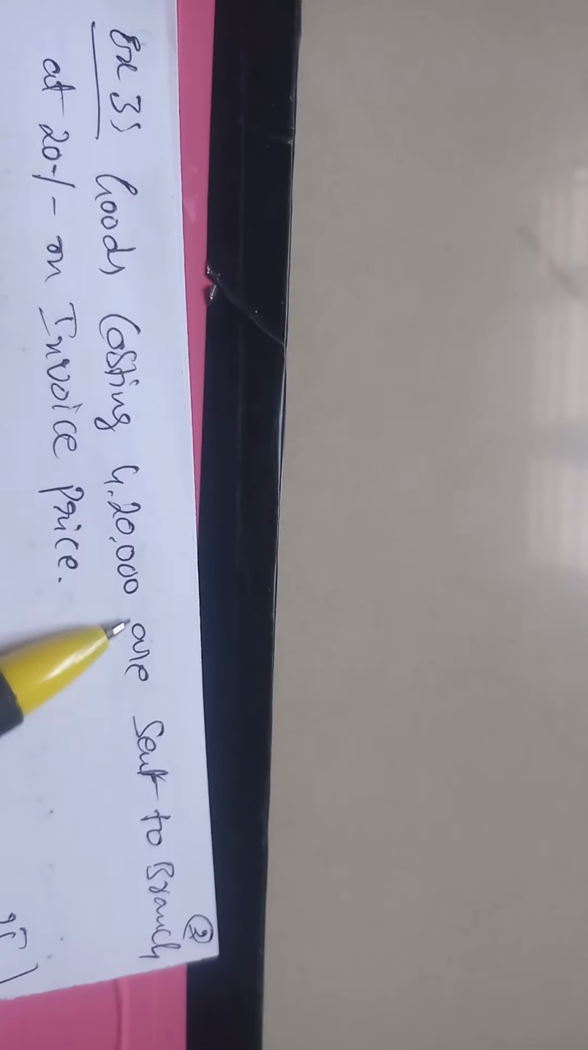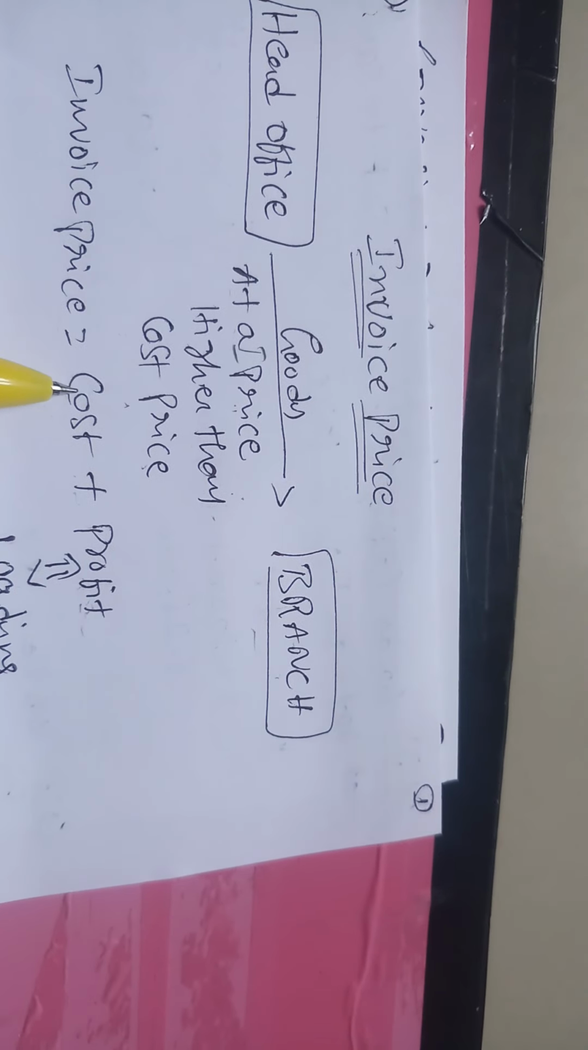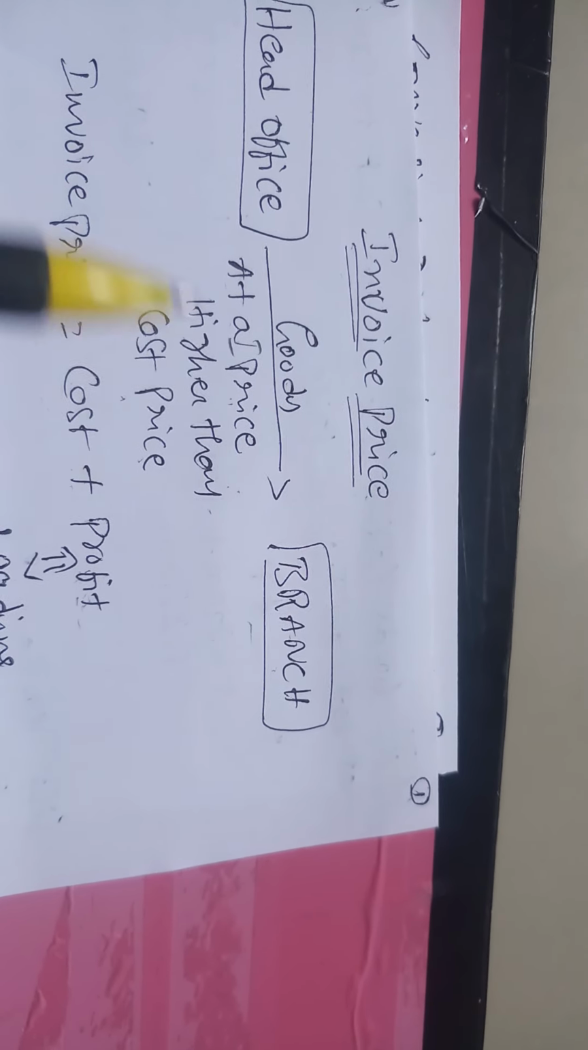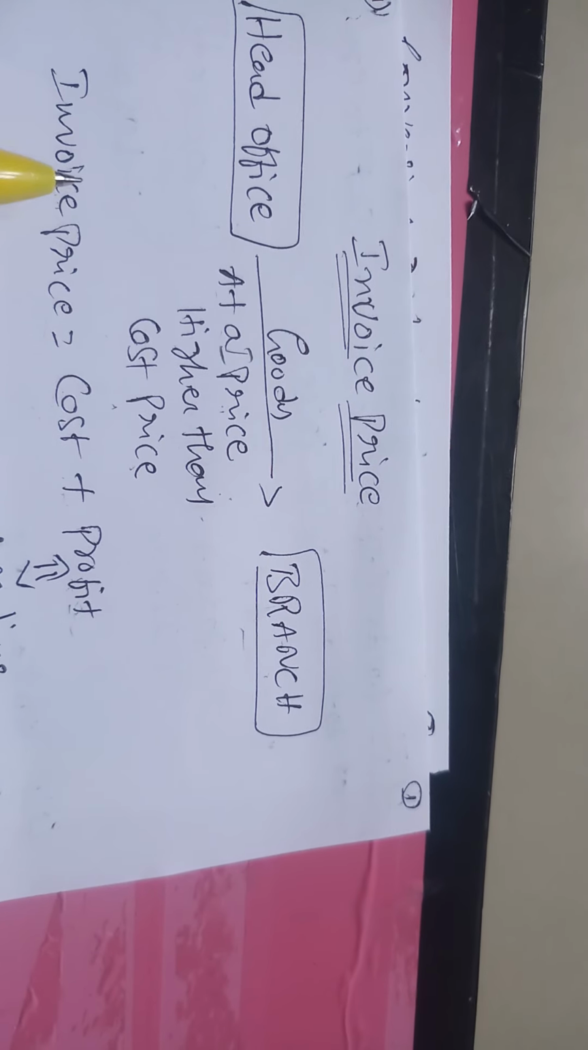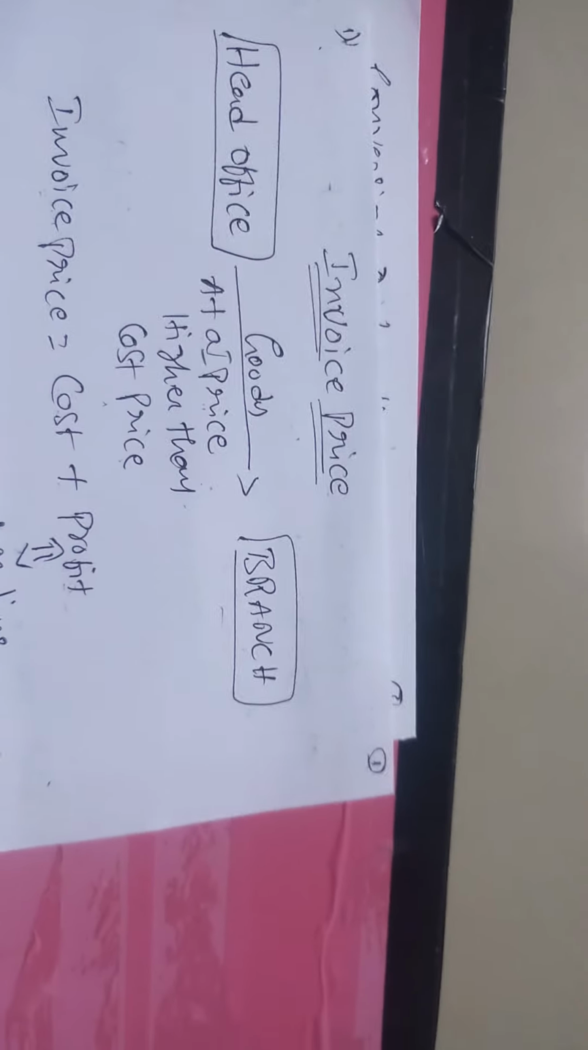I'll go to the third example. In this example, goods costing rupees 4,20,000 are sent to branch at 20% on invoice price. So keep in your mind, it says on invoice price, not cost. Already I told you invoice price includes the profit, but cost does not include the profit. So the 20% profit is based on invoice price, not on cost. So keep this in your mind.